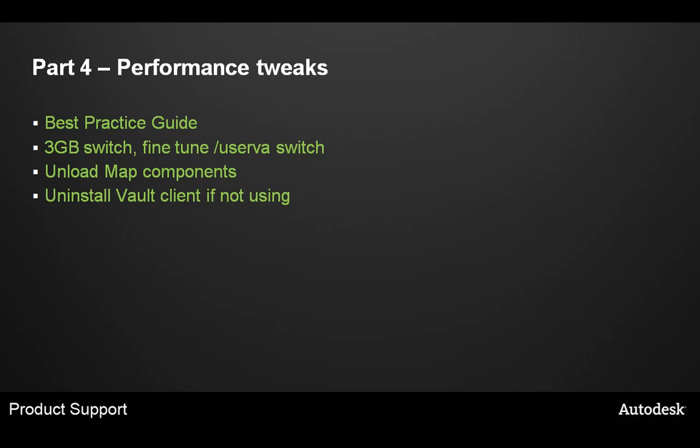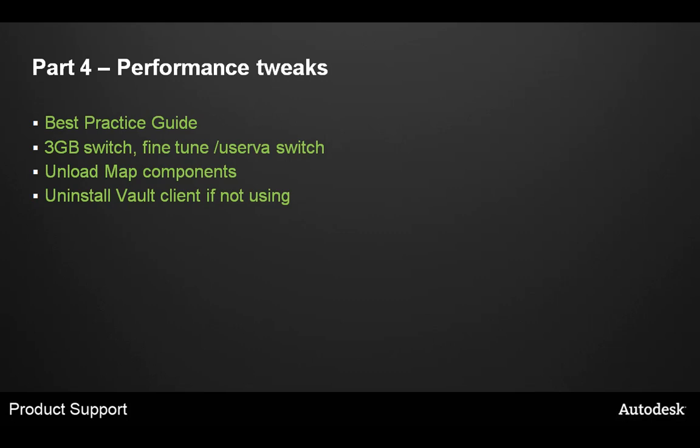Okay. Then, as we mentioned before, we have the 3 GB switch, which we can enable when we're on a 32-bit operating system. You don't need to do this with 64-bit, remember. This is just for 32-bit operating systems. And then you can fine-tune that with the user VA switch, which will once again allow you to not give a full gigabyte back to the application, but actually limit it a little bit more. Because sometimes we found that the operating system needs a bit more than a gigabyte to run efficiently.